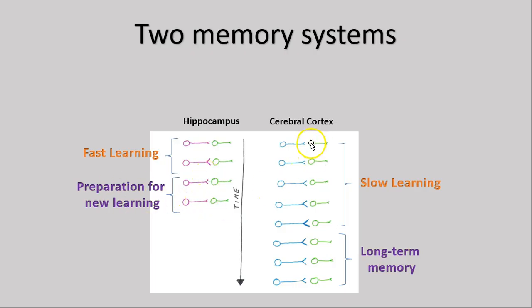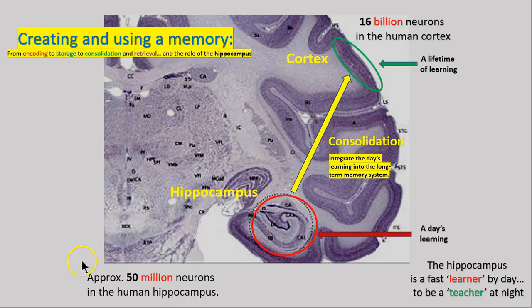Whereas in the cortex, it's a slow learning system. And this, by the way, is why we have to study repeatedly. We have to repeatedly activate cortical neurons, go through multiple rounds of memory consolidation to get those synapses really strong. But once we get them strong, there is slow decay. And that's good for a long-term memory system. This then completes our tale of creating and using a memory, from encoding to storage to consolidation and retrieval, and the critical role for the hippocampus.